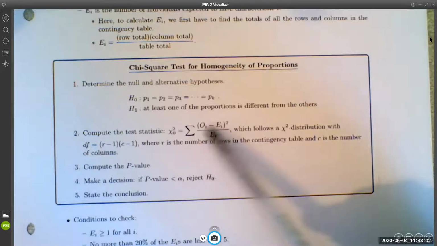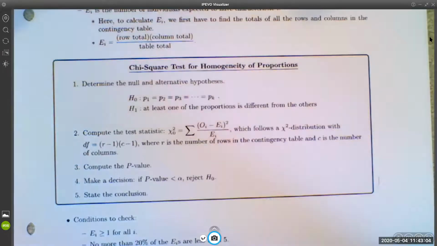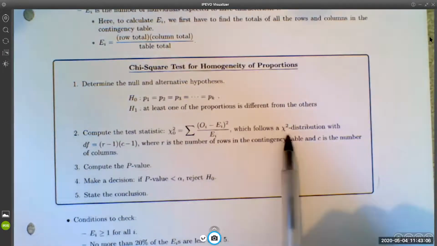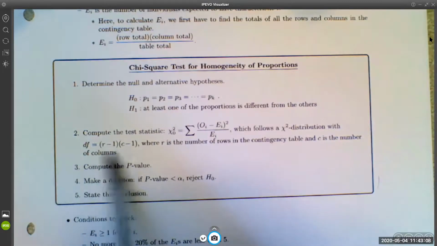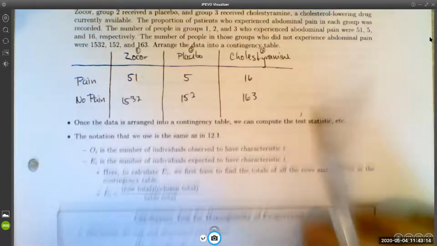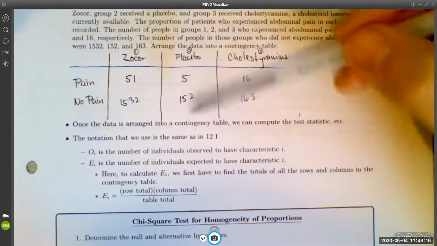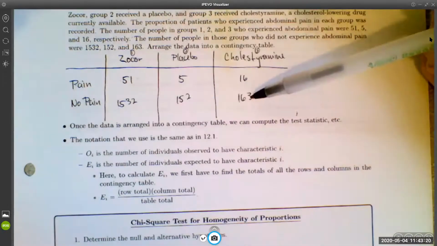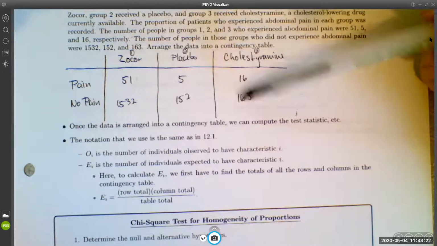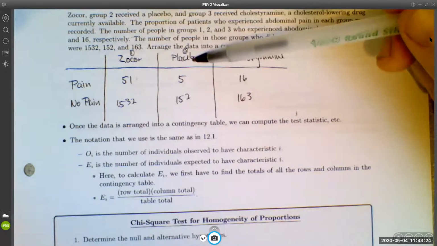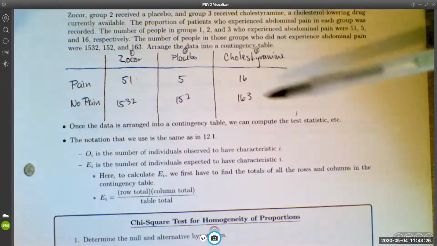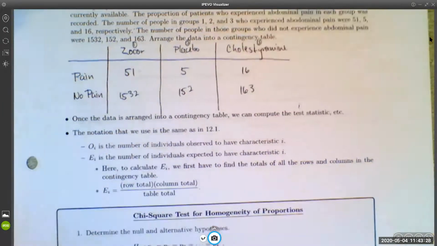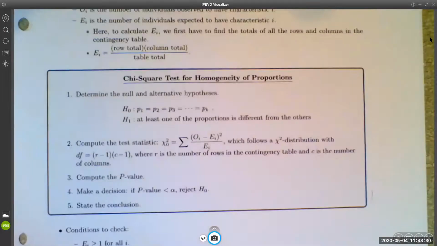You do these computations, you add them up, and this thing follows a chi-square distribution with this number of degrees of freedom. So it's the number of rows minus 1 times the number of columns minus 1. Like in this case, for example, you have 3 columns and 2 rows. So it would be 3 minus 1 times 2 minus 1. So 3 minus 1 is 2, 2 minus 1 is 1, so it would be 2 times 1. You'd have 2 degrees of freedom for this situation.